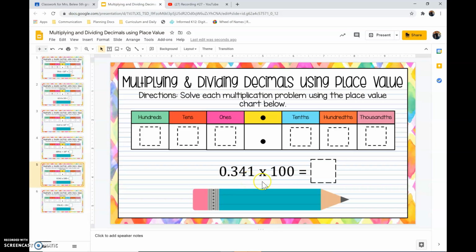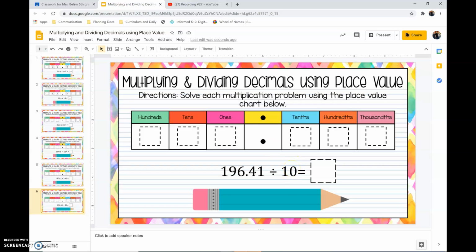341 thousandths times 100. I'm multiplying. So that decimal is going to slide to the right because that number will get larger. How many spaces will it slide? I see 2 zeros here. So 2 spaces. And this one, I'm dividing. So that decimal is going to slide to the left because the number gets smaller. How many spaces will it slide? Look at the number of zeros that tells you.